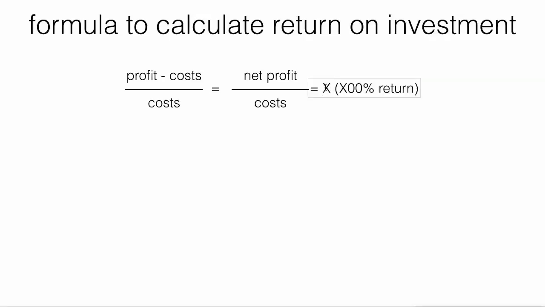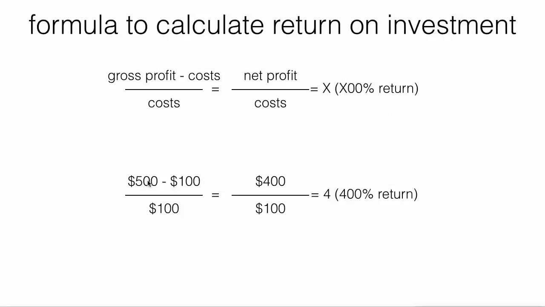Now that'll give you a number, and then you can multiply that by 100, and that will get you your percent return. So let's look at some examples. Let's say you have something that you've invested in, and you've invested $100, but you made $500. Well, what was your net? Well, it's really $400 because you made $500 minus the $100 of your investment. So that's $400 over your investment. So return on investment, $400 over $100, that equals 4, times 100 is a 400% return.